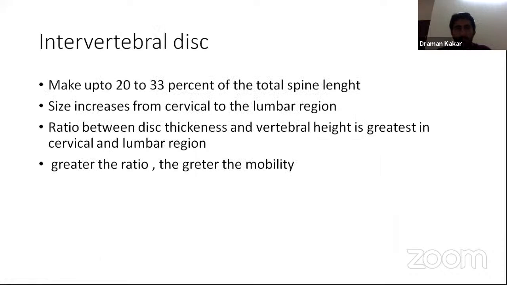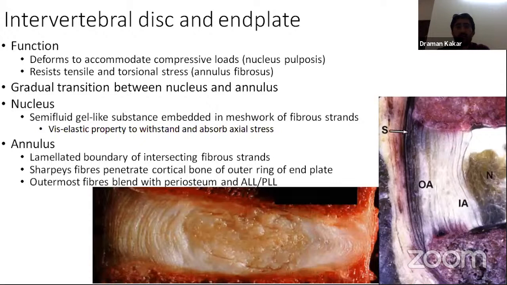Now we'll discuss the intervertebral disc. The intervertebral disc makes up 20 to 30% of the total spine length. The size increases from the cervical down to the lumbar region. The ratio between disc thickness and vertebral height is greatest in the cervical and lumbar regions. The greater the ratio, the greater the mobility of the region. The function of the disc is basically to accommodate compressive loads, which is the function of the nucleus pulposus, and to resist tensile and torsional stress, which is the function of the annulus fibrosus.